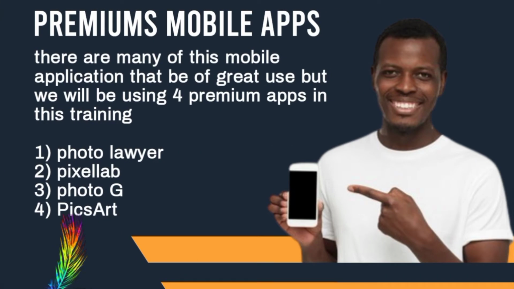Premier mobile apps. There are many mobile applications that are of great use, but we will be using 4 premier apps in this training. Number one is Photo Layers. This Photo Layers is for removing background. Before you make a design, the image has to be on a transparent background. So if you need such an app for removing background, then download Photo Layers.